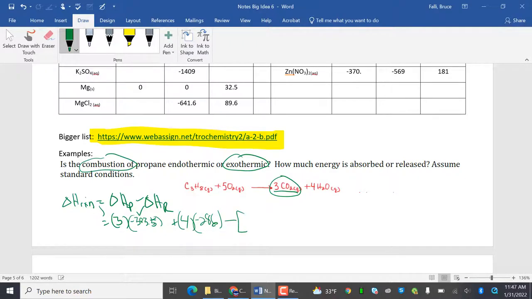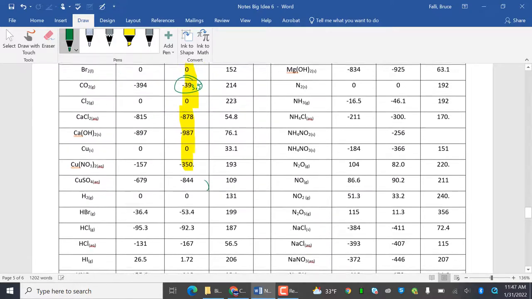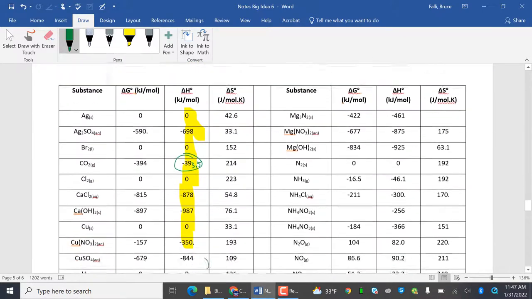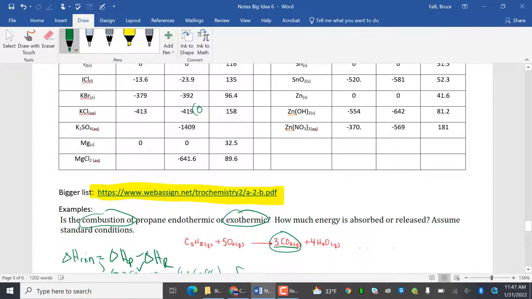Minus, distribute, C3H8. Please be here, C3H8. I don't know, I don't see you. So if that should happen, this is why we got this guy right here. I put him here so we'd find them all.